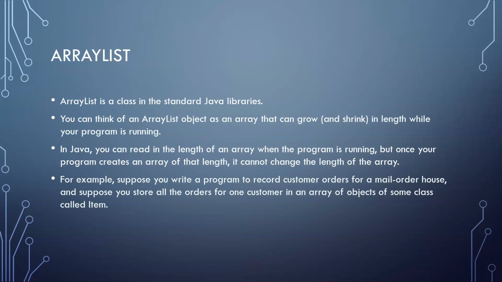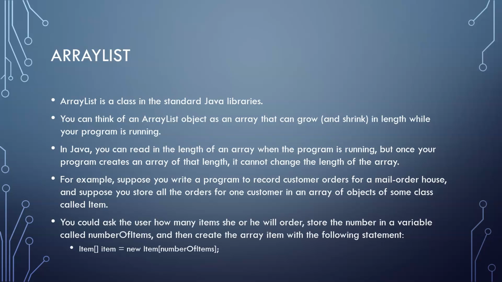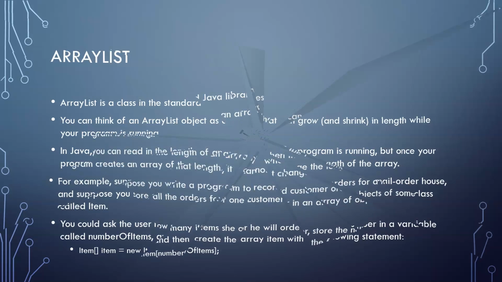So let's just look at an example here. Suppose we want to write a program to record customer orders for a mail order house. And suppose you store all the orders for one customer in an array of objects of some class called Item. You could ask the user how many items he or she will order, then store the number in a variable called numberItems and create the array with the following statement: Item[] item = new Item[numberItems]. That's one way you could do that in our traditional approach with arrays.